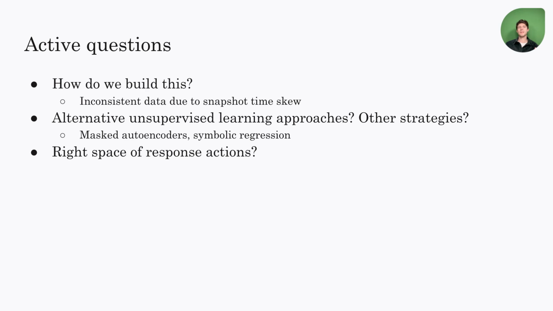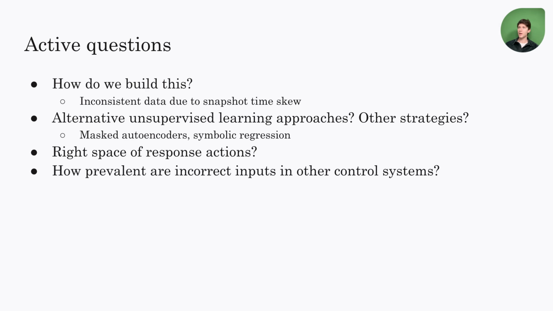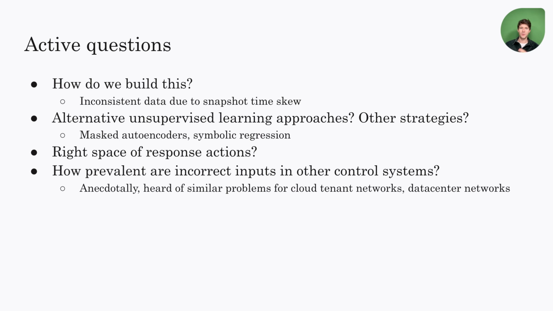We consider the correct space of response actions for a validation system, whether to fix an input if a fix is readily available, fail static, page an SRE, or just continue, which at the end of the day really is up to operator policy. And finally, we wonder how prevalent incorrect inputs are in other network control systems. Anecdotally, we've heard of similar issues for cloud tenant networks and data center networks, and we're wondering to what extent our techniques may enable us to help there.